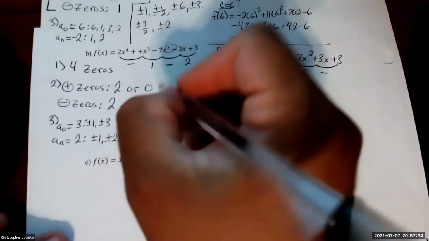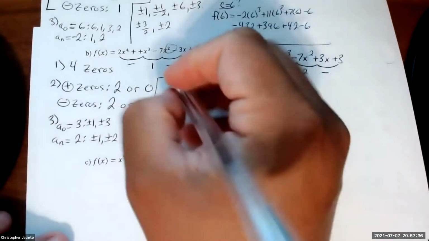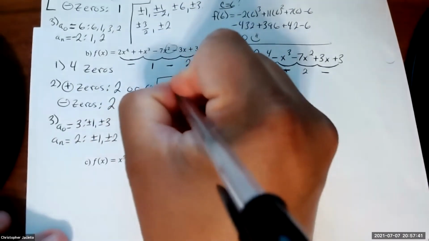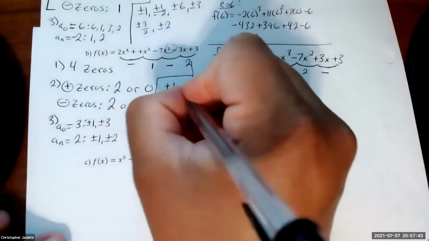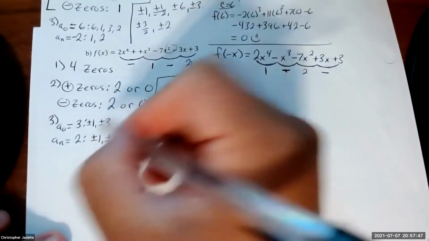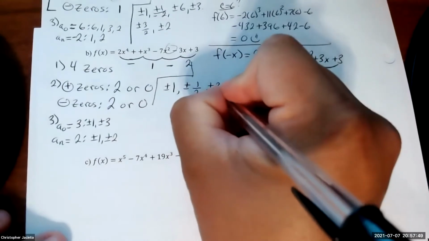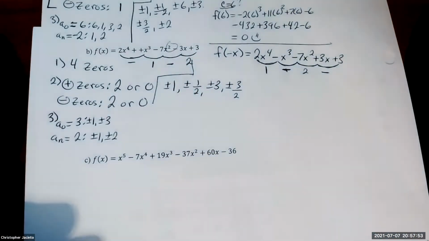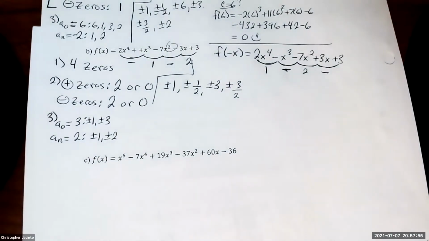All right, so therefore, the list we have is going to be these numbers divided by those numbers. So plus or minus 1, and then plus or minus 1/2. And then do the same thing for 3. So plus or minus 3, or plus or minus 3 over 2. So it's a little smaller list than we had last time, which is great, right?